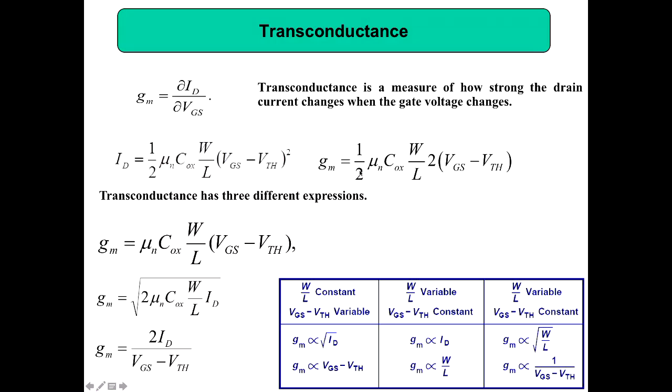The advantage of modification is you can keep W by L constant and VGS minus VTH variable, or you can make W by L variable and VGS minus VTH constant. Different things you can vary to vary the transconductance. So if you keep W by L constant and VGS minus VTH variable, then what will happen? Which expression is correct then? You are keeping W by L constant, then you are going to vary VGS minus VTH.